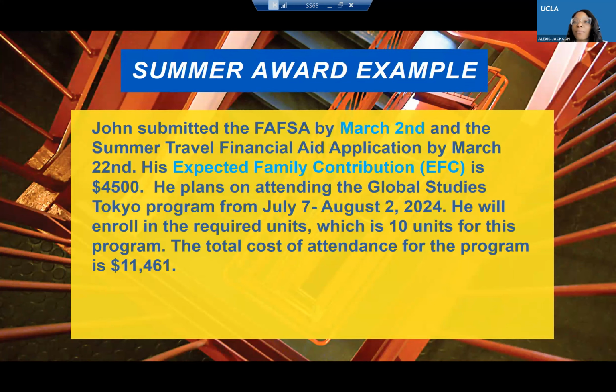Alrighty, now we have an example of how summer awarding works. So John submitted the FAFSA by March 2nd and the summer travel financial aid application by March 22nd. His expected family contribution is $4,500. He plans on attending the Global Studies Tokyo program from July 7th to August 2nd, 2024. He will enroll in the required units, which is 10 units for this program. The total cost of attendance for the program is $11,461.